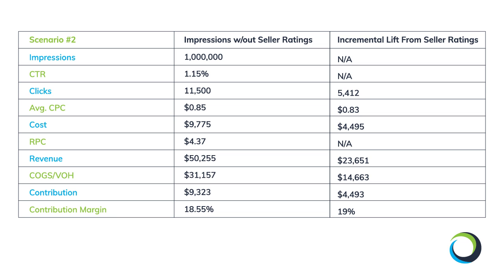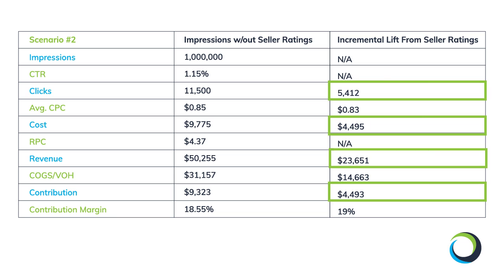Scenario 2, forecast aggregate performance without seller rating extensions. This is the performance you expect normally without using the seller rating extension. For the client in this example, the 107% increase in click-through rate allowed for an additional 5,412 clicks at a cost of $4,495. Assuming revenue per click remains constant, this would yield a $23,000 lift in revenue. Finally, after COGS and VOH expenses, we are left with $4,493 in non-branded contribution. Since this heavily outweighs the expenses of their third-party review software, this has proven to be a highly profitable investment.